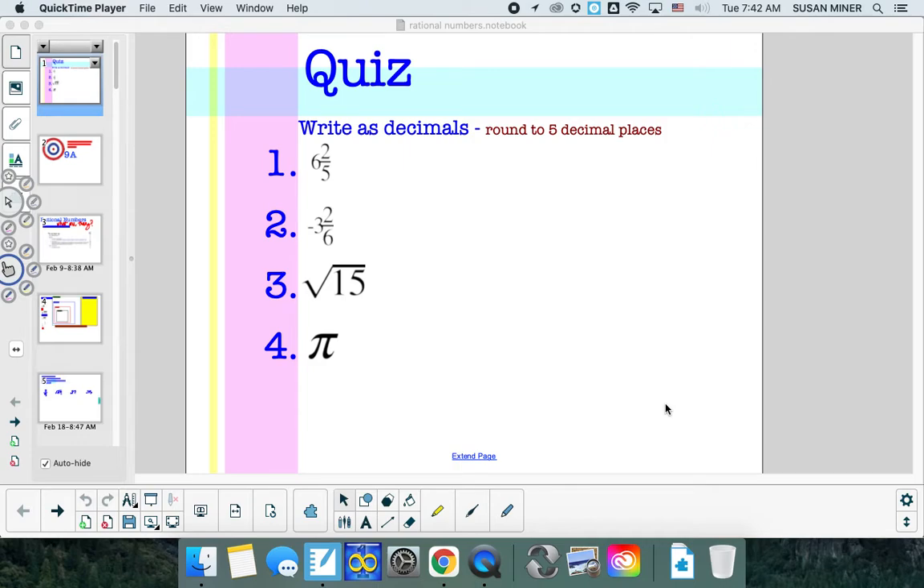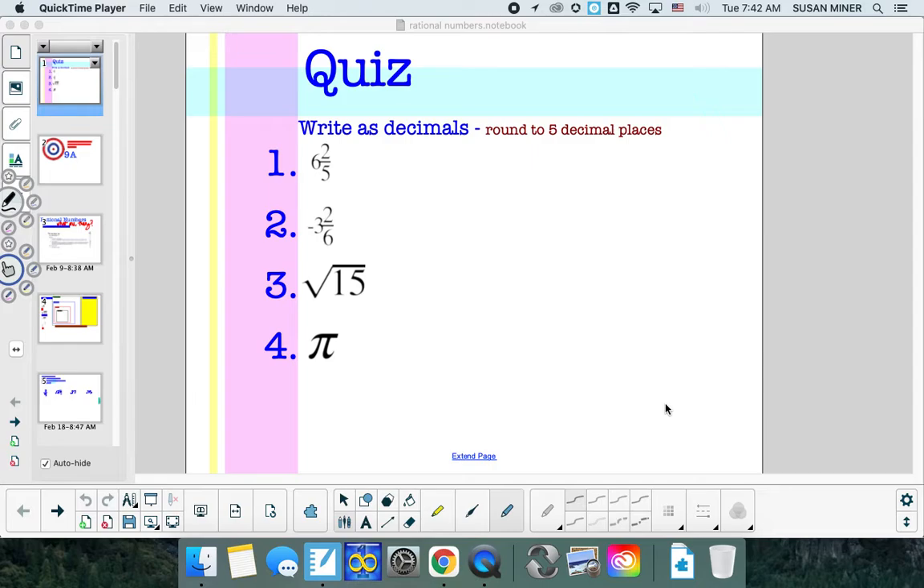This is Ms. Miner. This is 9A. We're going to be in Unit 9 talking about what are called radicals and the real number system. First, let's just remind ourselves how to turn a number into a decimal number. That's going to be a skill that we're going to need for this unit.